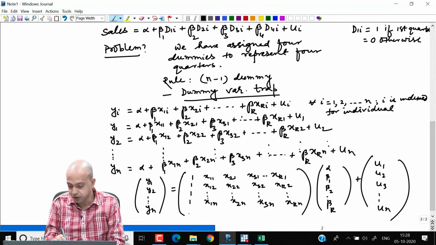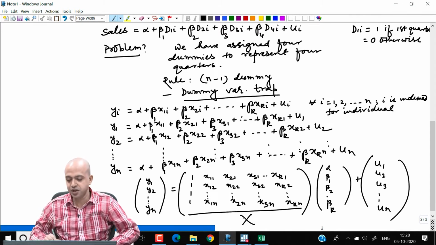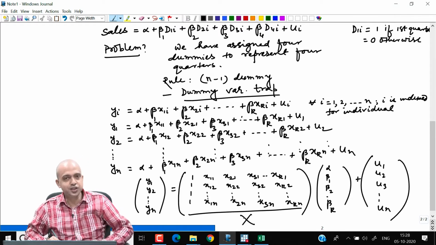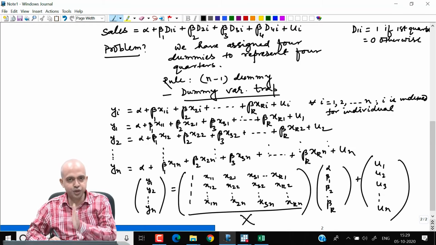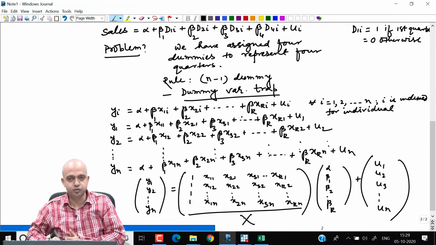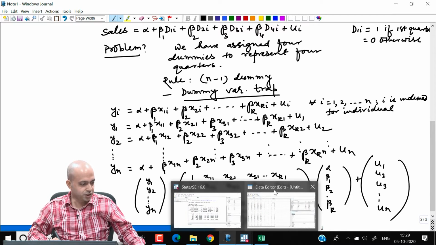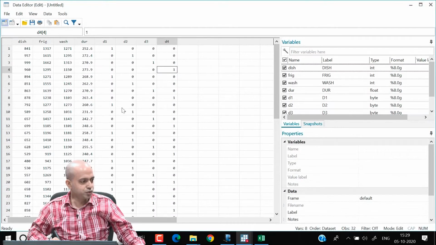Now look carefully at the structure of the X matrix. Please remember this is my X matrix. In the X matrix, the first column is all 1s. Now I will ask you to think of this X matrix in terms of this.